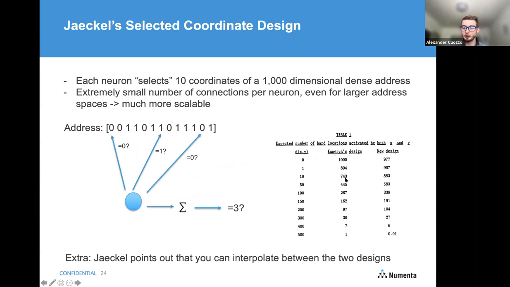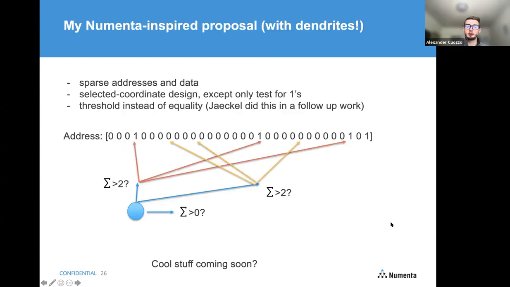I should elaborate on this table here. The reason why this design was supposedly better than the original design was that the overlap of hard locations is higher for close addresses and lower for far addresses. What that means is that when you're reading, you're going to get more signal because you're reading from more relevant hard locations, and less noise because you're reading from fewer farther away locations. So I don't know how this idea would affect that.